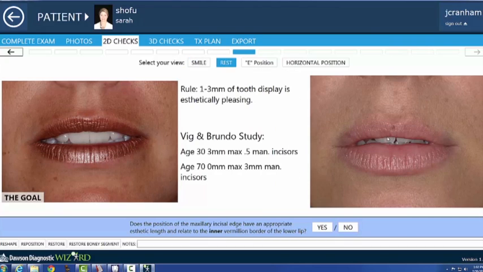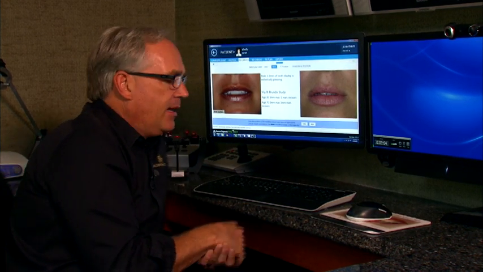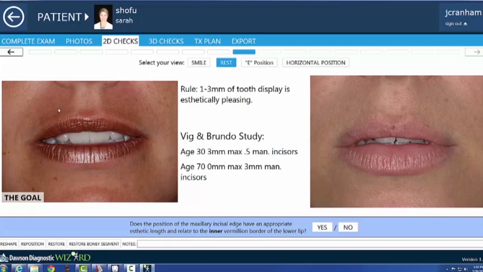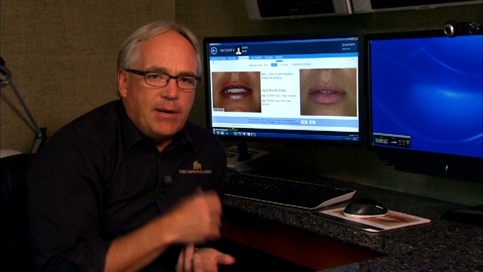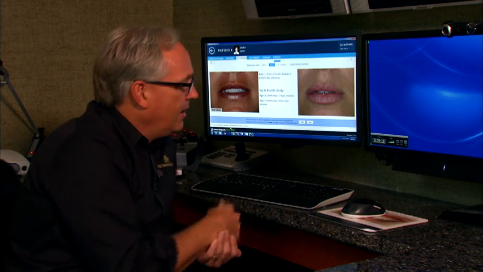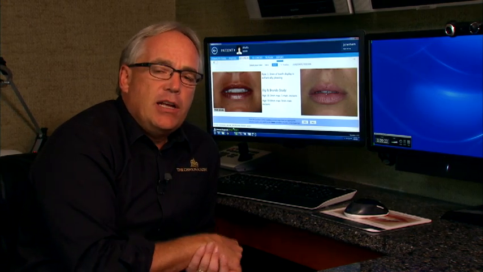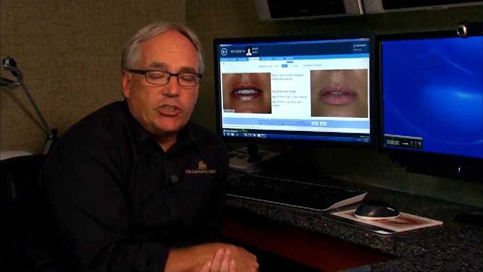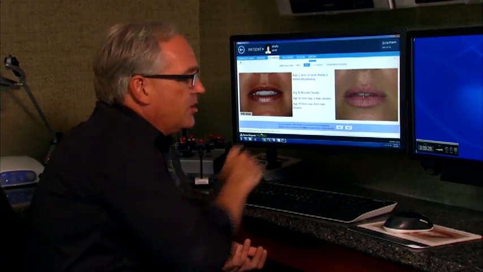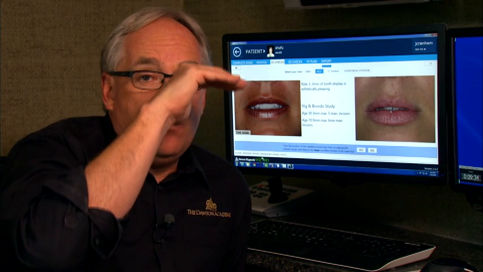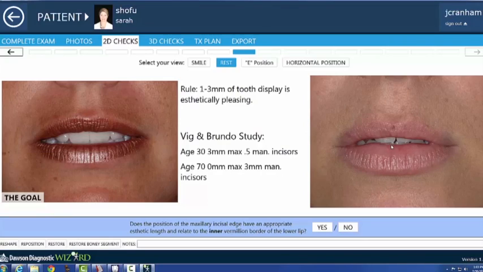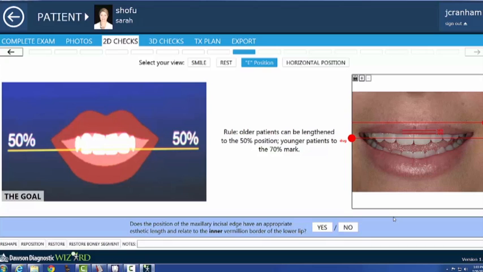The rest position is one of the pictures we look at to determine vertical length. And the rule here, if you look at our model, says that at age 30 you should see about 3 millimeters of the maxillary tooth structure at rest and about 0.5 millimeter of the mandibular incisors. So if we look critically at Sarah's smile, she might not be showing as much as we would see in somebody else, but she is showing some tooth structure. Sometimes the reason we don't have to see a lot at rest is because if there's a big smile, the lip may move a lot. So that's why we always compare the rest picture with the E position picture.